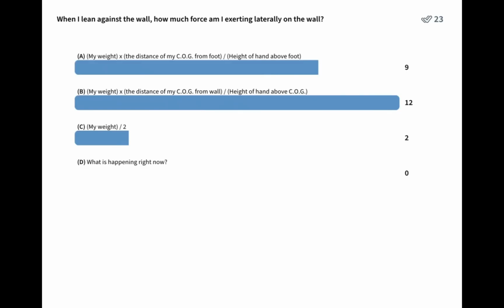Basically, I'm going to draw a very crude stick figure of me. I'm standing on one leg, my other leg's up off the ground. I'm going to be pushing with my hand up against this wall, and I want to know what this force is that I need to be supported with to prevent myself from falling over.